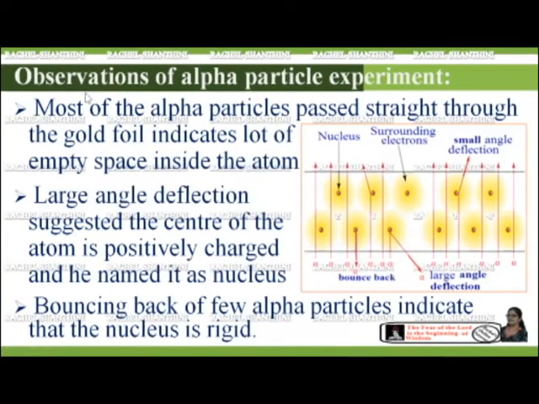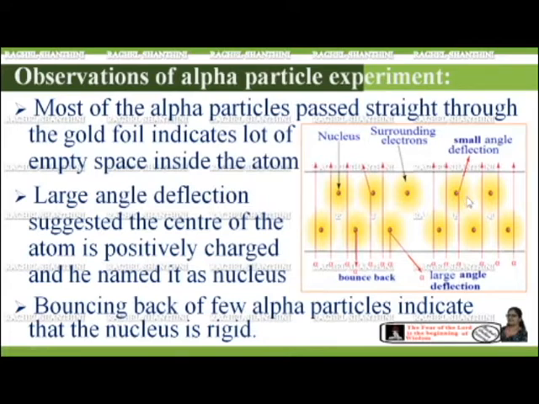Rutherford explains his observation as follows. Since most of the alpha particles pass through the foil undeflected, it indicates that most of the space in an atom is empty. An alpha particle, being positively charged and of considerable mass, could be deflected by some heavy positive charge center. The small deflection of alpha particles indicates the presence of a heavy positive center in the atom.